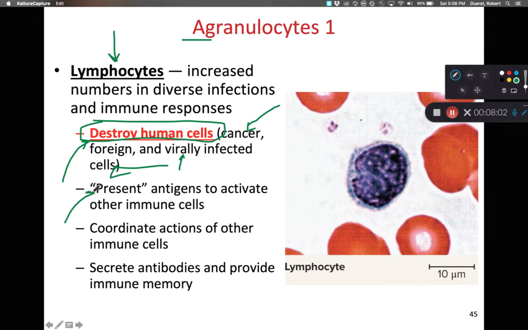They also are capable of presenting or showing antigens to other cells of the immune system to help activate them. And they help to coordinate actions of other immune cells. And then finally, lymphocytes can differentiate to make other cell types that will make antibodies or give us the immune memory, so we can have that wonderful secondary immune response.